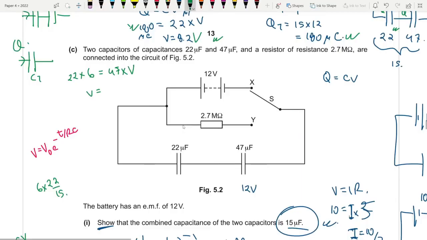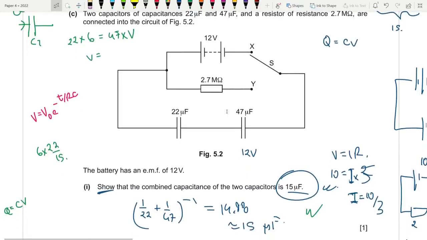So let's begin. Two capacitors of capacitance 22 microfarad and 47 microfarad, and a resistor of resistance 2.7 megaohms are connected to the circuit of figure 5.2. Alright, so the battery has an EMF of 12. Show that the combined capacitance of the two capacitors is 15 microfarad.